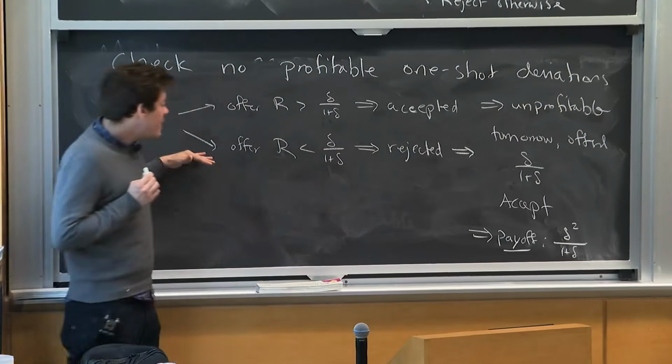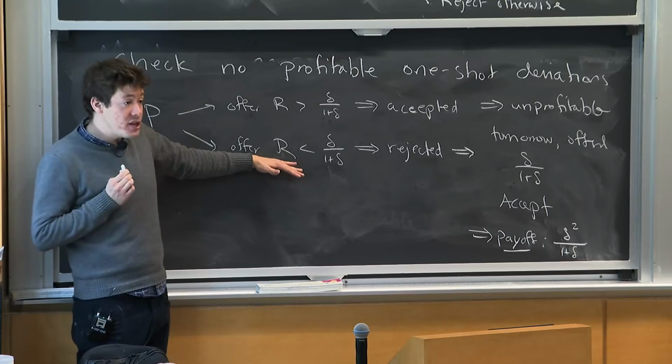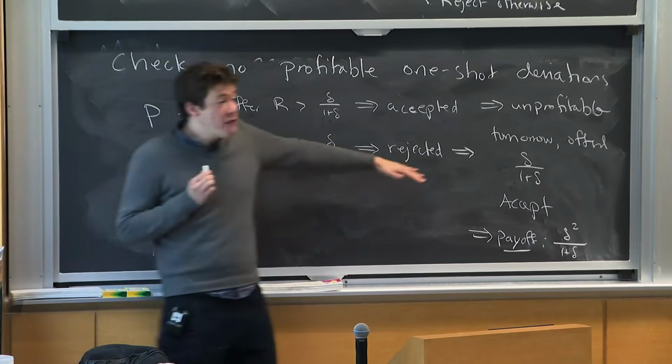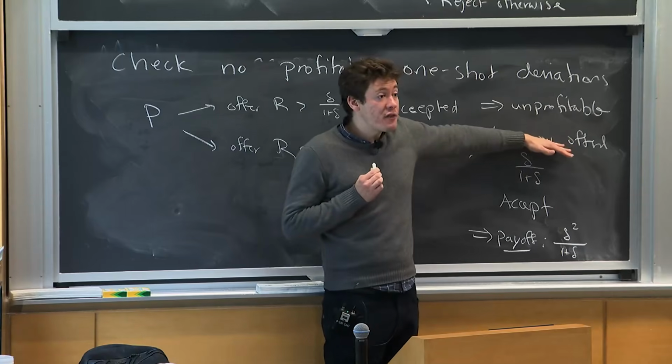Another thing I could do is offer them less than what I'm supposed to in equilibrium. I could be too stingy. If I'm too stingy, the offer will be rejected. That means tomorrow the other player will make a counteroffer to me.